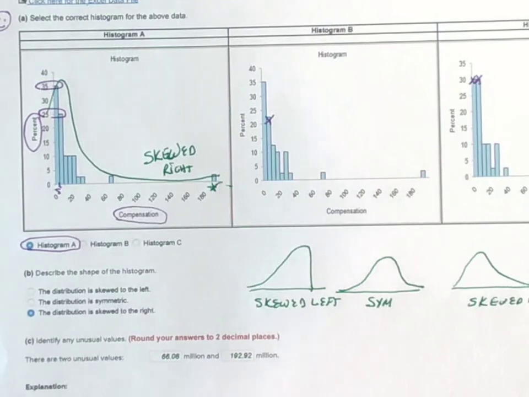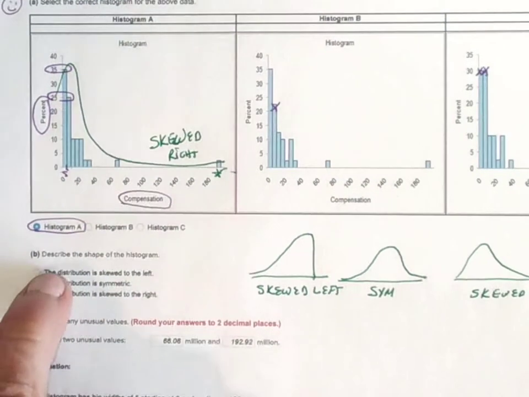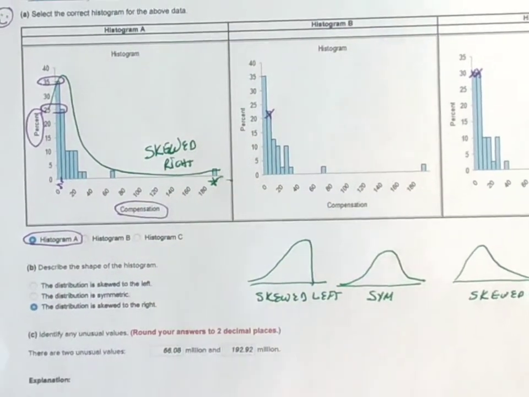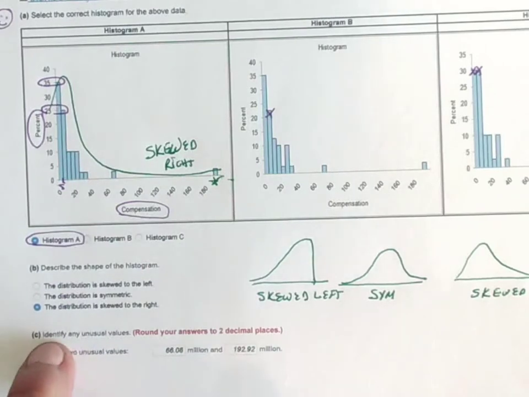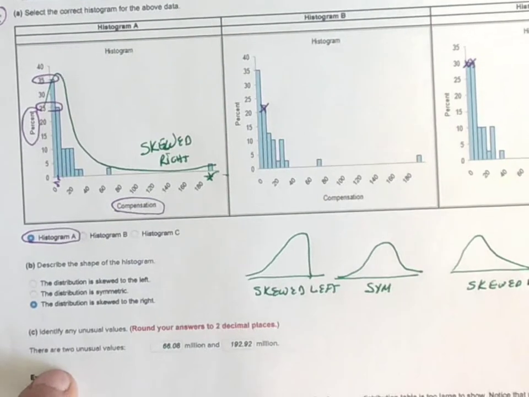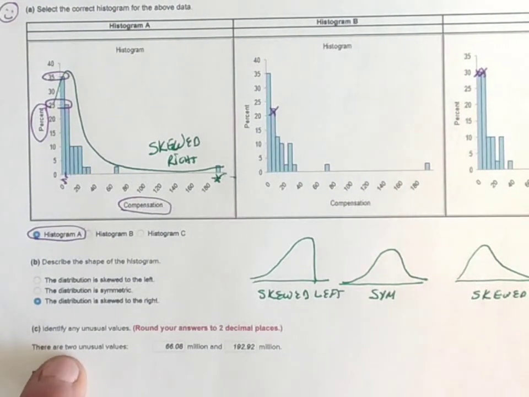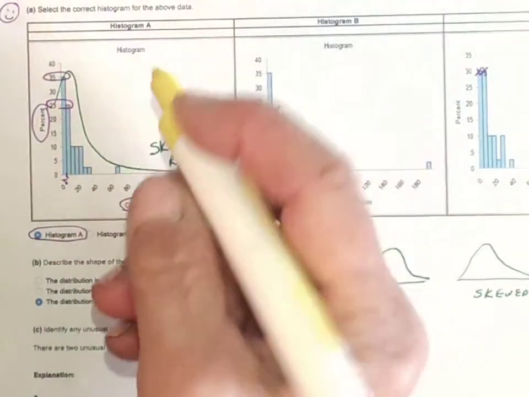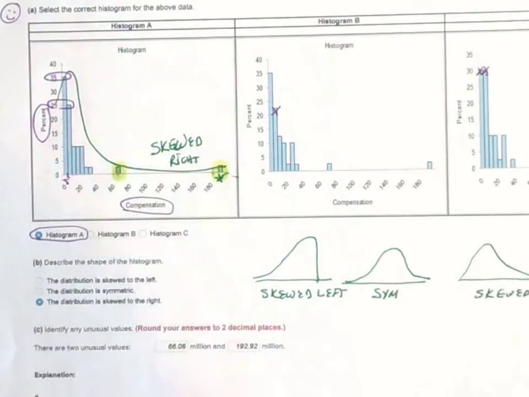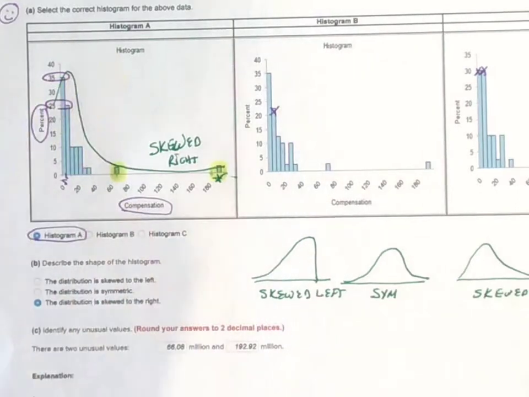So then the next question they ask you is, so now we've got B. For me, it's skewed right. It says to identify any unusual values, and it tells you there are two. And what they're talking about here is outliers. So these two data points do not match with the rest of the data.